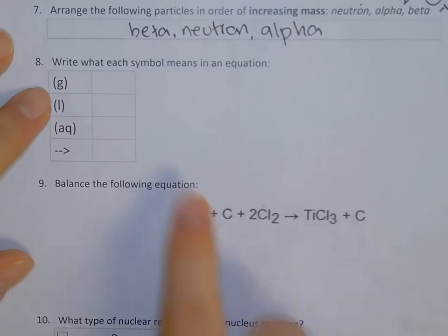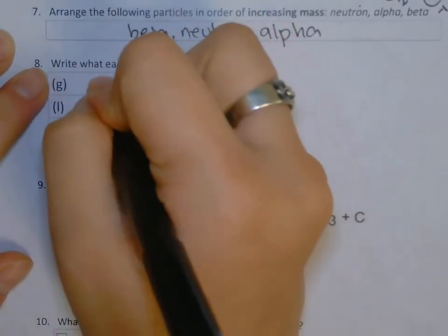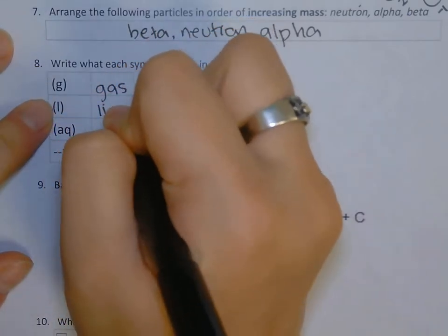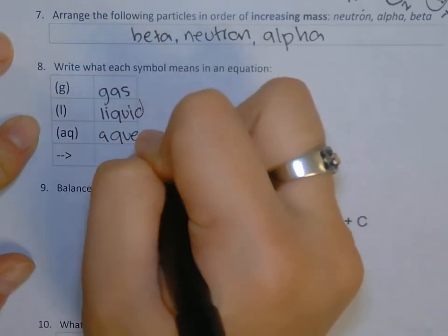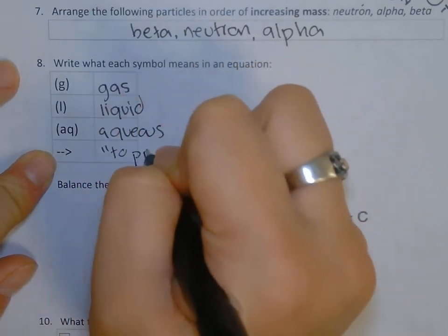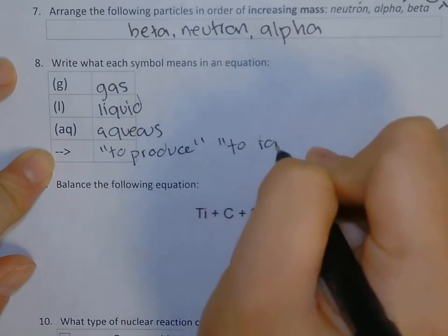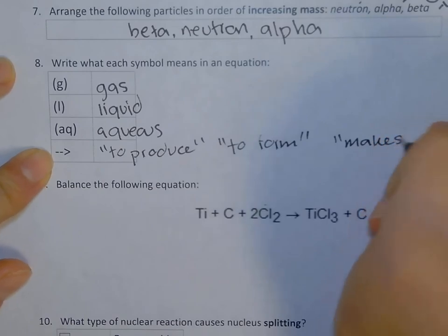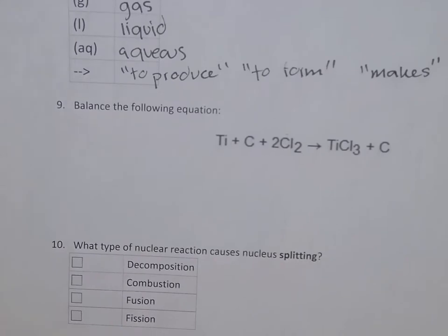Next one, write what each symbol means in an equation. When a G is in parentheses, it means gas. It refers to a state of matter. L stands for liquid. AQ stands for aqueous. And the arrow is to produce or to form or makes. Just that something is reacting and happening. All right, next one.